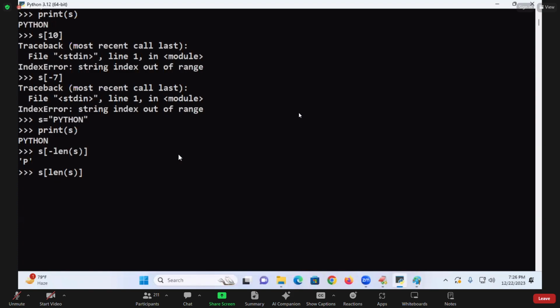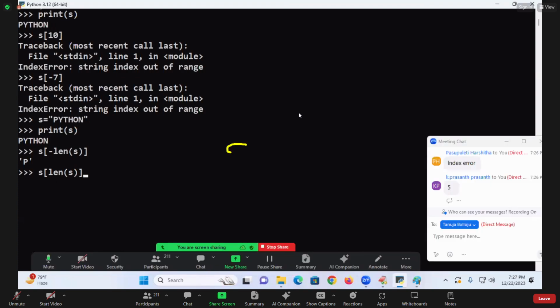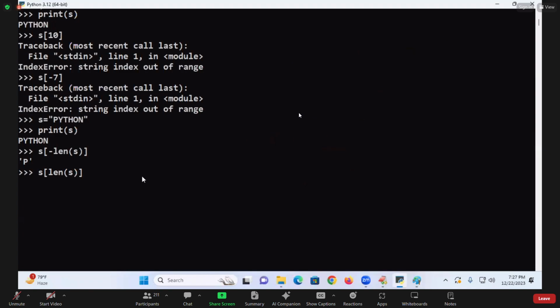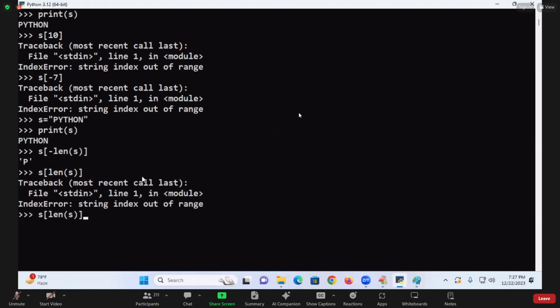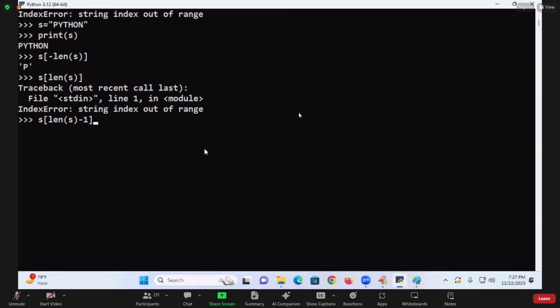Index error. Who said syntax error? Don't do that. Syntax error will not be coming. See, you have to remember the error name. So what is the answer now? Index error. Yes, of what now? 6. Do you have 6 index on the positive side? After 5, 6 is not there. It is called which error? Index error. Yes, of ln of s minus 1. Come on, quickly. Good. Beautiful.